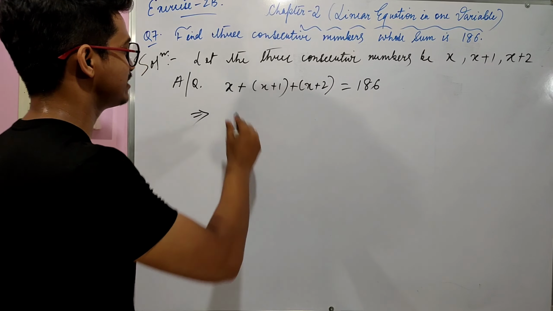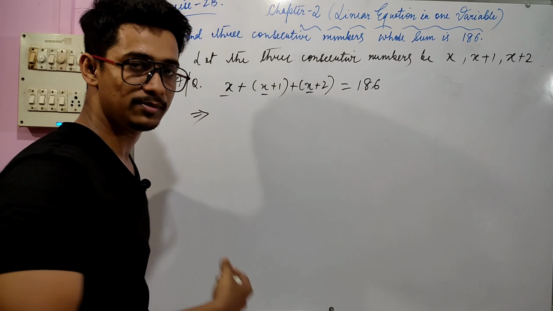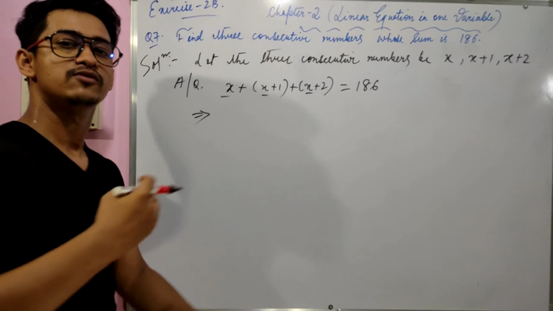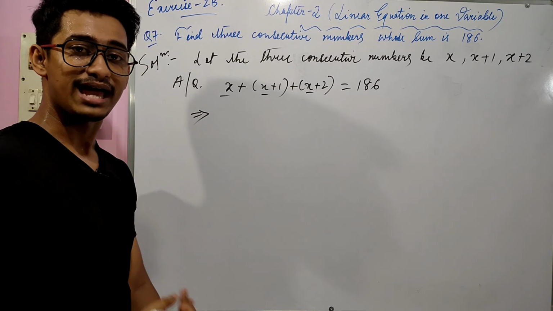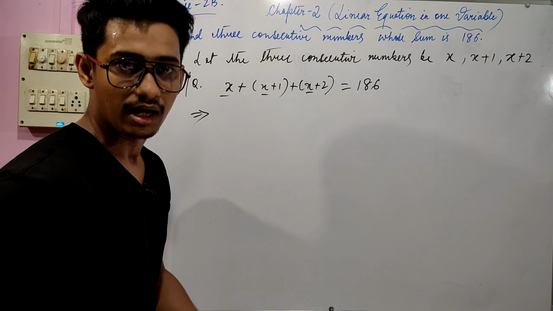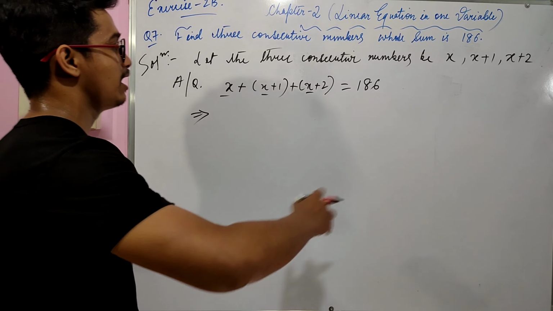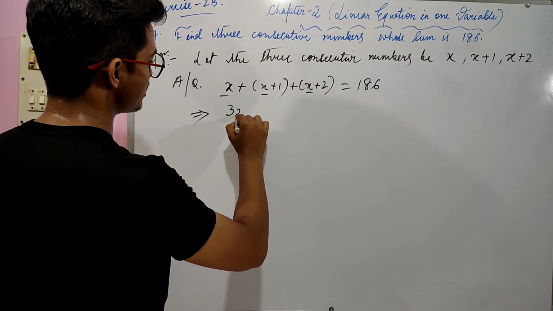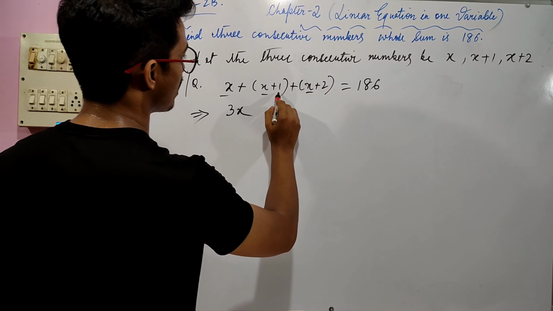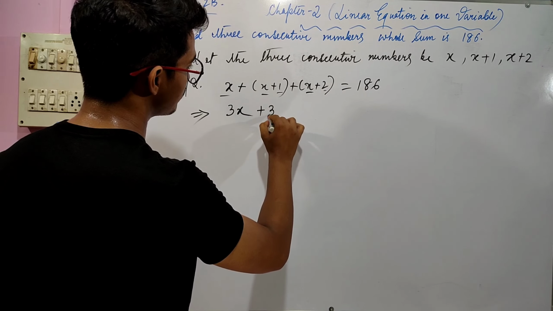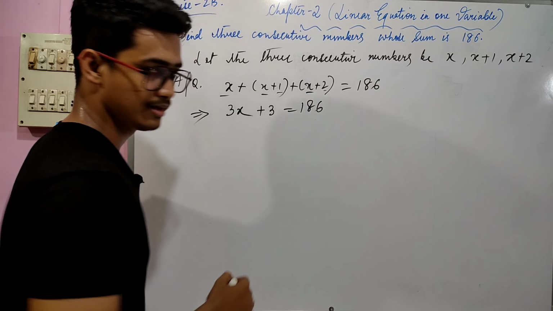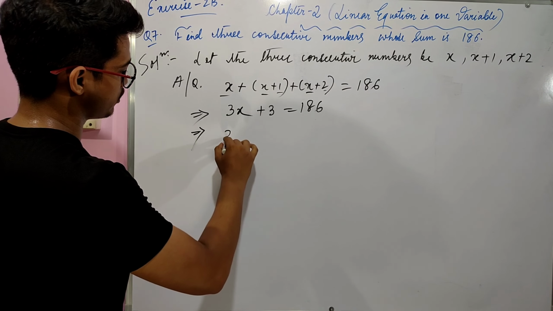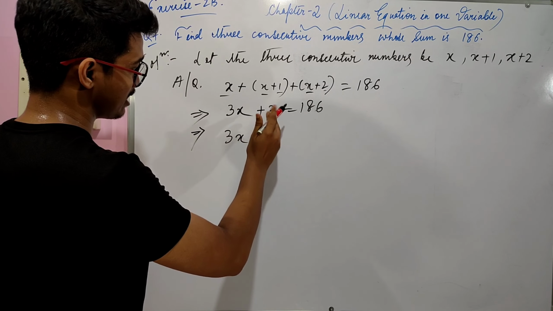So how many x's are there? 1, 2, 3. So that will be 3x. The number of x will be increased. How? By simply finding out how many x's are there. So here 3 x's are there, so we simply write 3x, and then 1 plus 2 is basically 3, 186, right? So 3x, here plus sign is there in the left hand side.